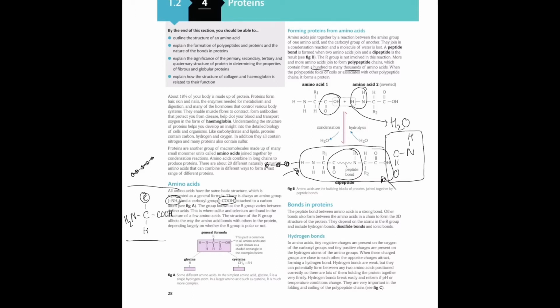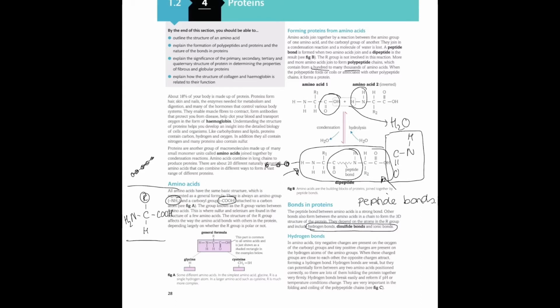Bonds in proteins. The peptide bond between amino acids is a strong bond. Other bonds also form between the amino acids in a chain to form the 3D structure of the protein. They depend on the atoms in the R group and include hydrogen bonds, disulfide bonds, and ionic bonds. So these hold the protein together, not the polypeptide. The polypeptide is held only by peptide bonds.